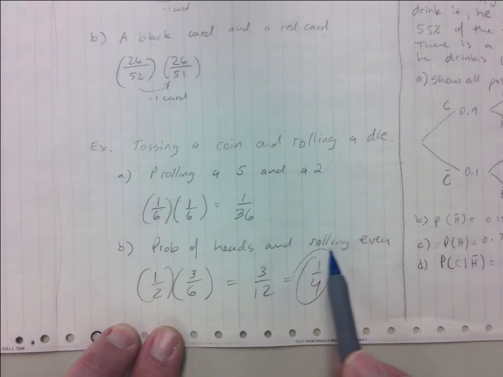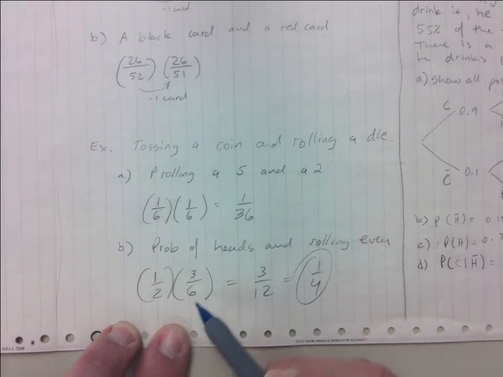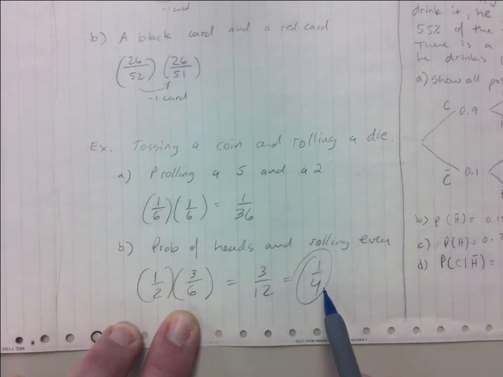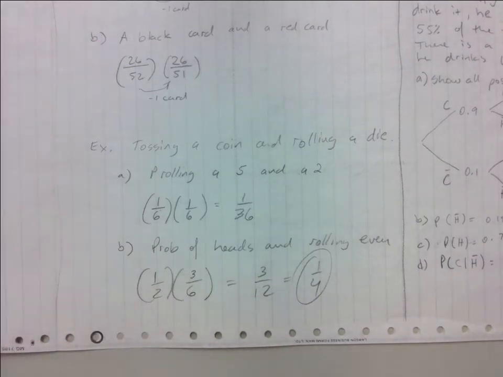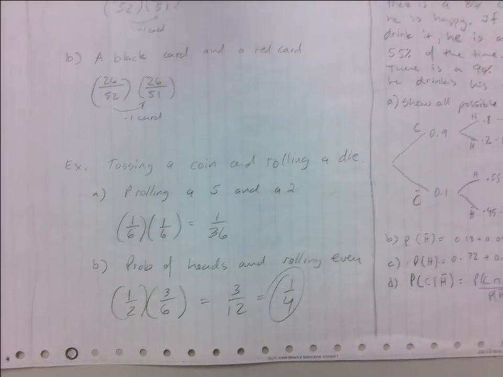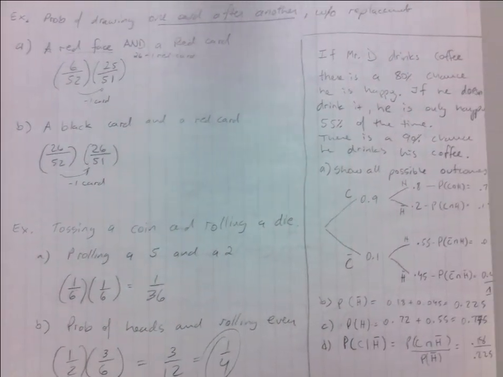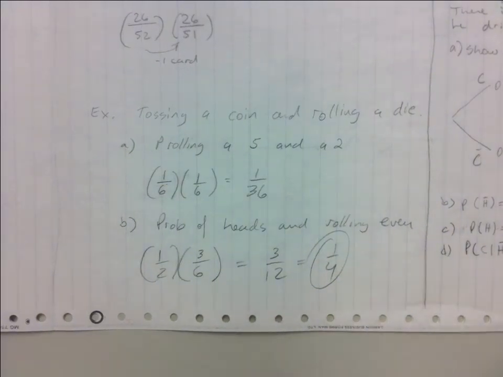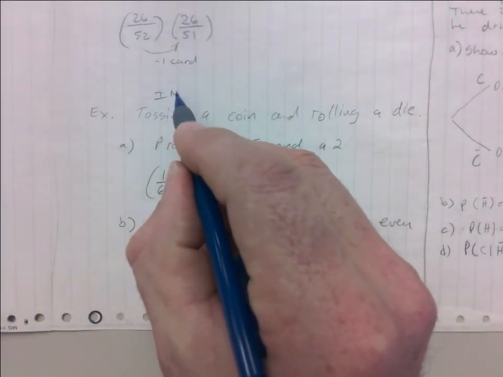Probability of heads and rolling even. There's 1 over 2 for heads, 3 over 6 for rolling an even, right? 3 out of the 6 are even. Again, you just multiply and then you end up with a quarter. Okay, don't forget about your outcome table, especially when it's sums. Okay, and the other classics, by the way, these here would have been considered independent. These are independent.